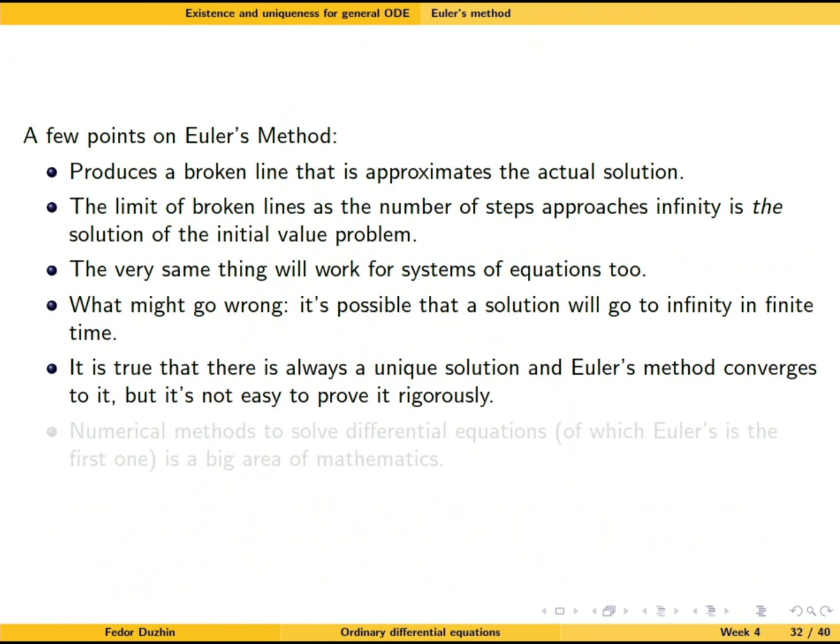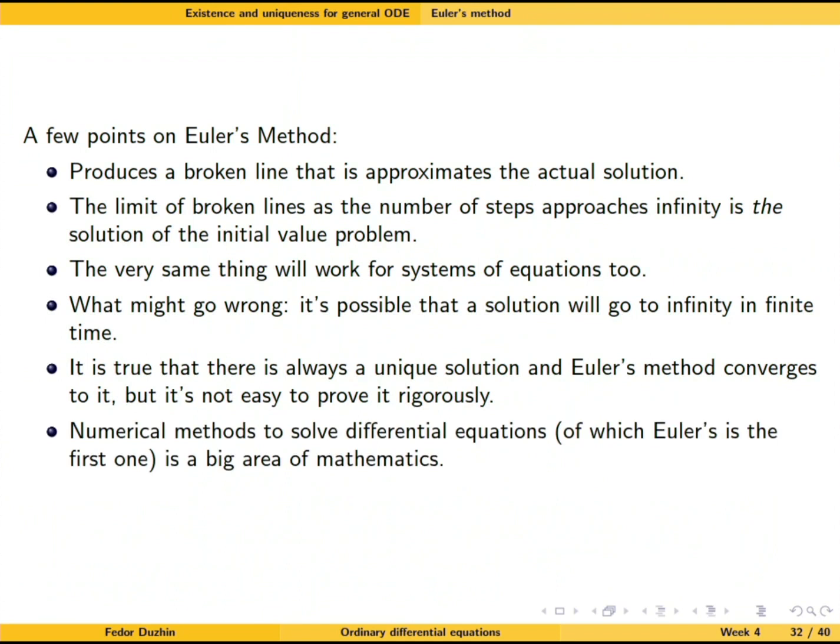And controlling for this is technically quite tricky, right? So it is true that there is always a unique solution, and it is true that Euler's method converges to that unique solution, but the domain of that unique solution may be smaller than the domain of the broken lines in Euler's method, and it's quite non-trivial to control it, right?